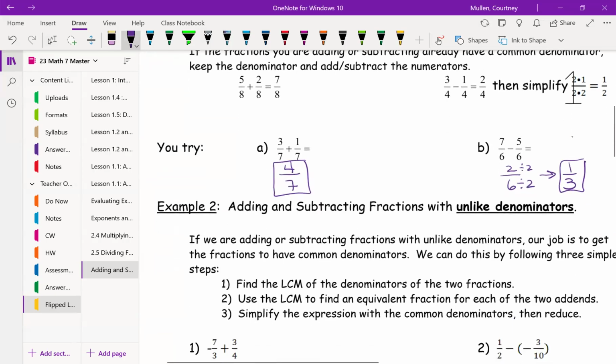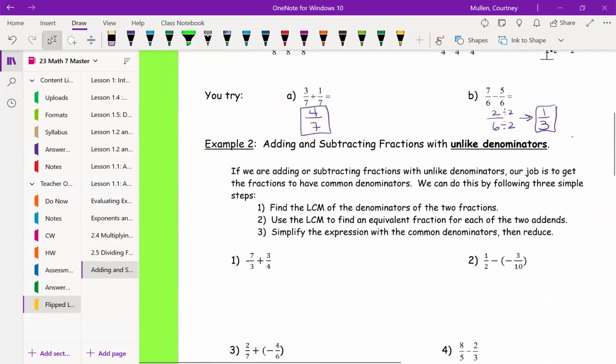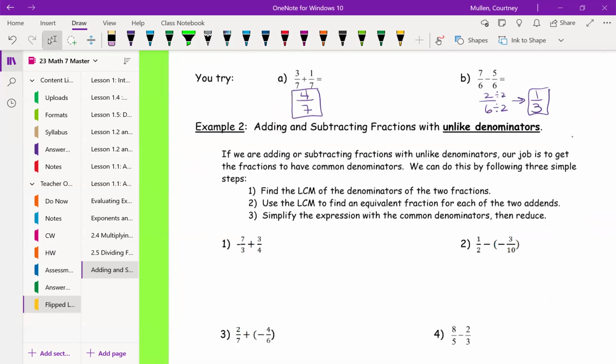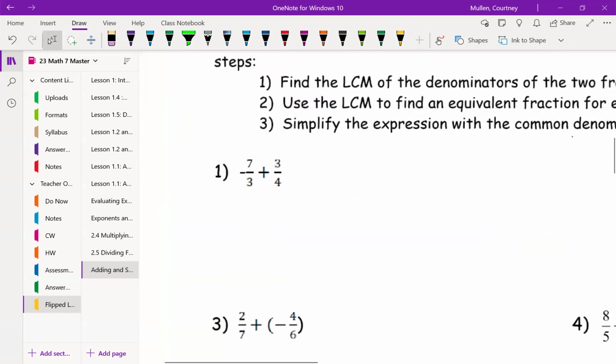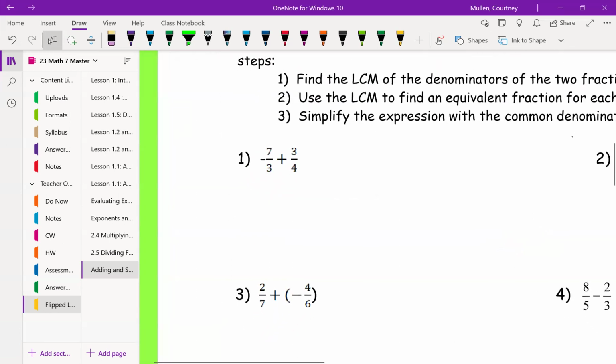Now, if you don't have common denominators to start with, you're going to have to get it so that both fractions have a common denominator. So we first have to find the LCM and use the LCM to find an equivalent fraction for each of the two addends, and then simplify that expression with common denominators, and then simplify further. So let's take a look at this first example. If you don't remember how to find an LCM, we're going to go over that right now.